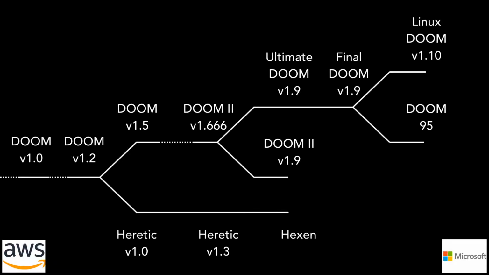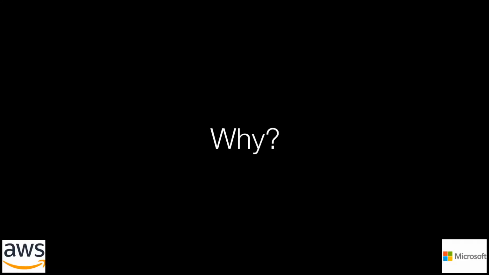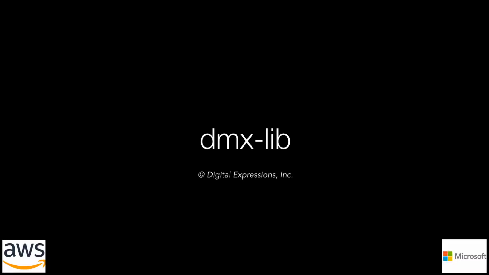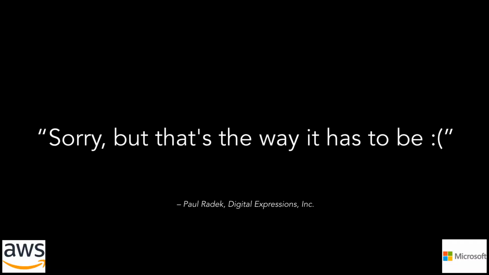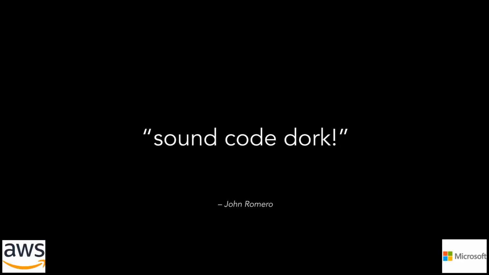And then Linux Doom. And Linux Doom is unfortunately the only version of this for which we have the source code. Why, you ask? Well, it's because of DMX. Not this DMX, but because of DMX Lib by a company called Digital Expressions. Now, Paul Reddick at the time just said, sorry, but that's the way it's got to be. And John Carmack described using the DMX sound library as a mistake. But John Romero was more vocal, calling the guy a shithead and a sound code dork.